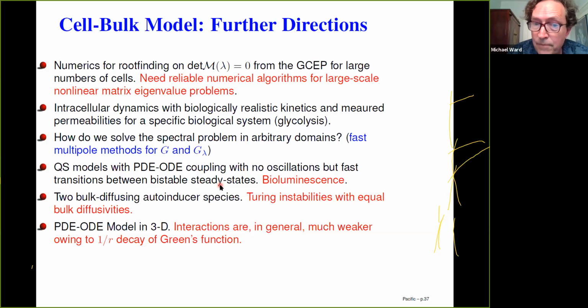Transitions due to jumps between stable steady states, with no oscillations. What about two bulk-diffusing autoinducer species? Turing instabilities with equal bulk diffusivities: can you get membrane permeabilities to give rise to a Turing bifurcation with equal bulk diffusivities? What about 3D, where interactions are much weaker?